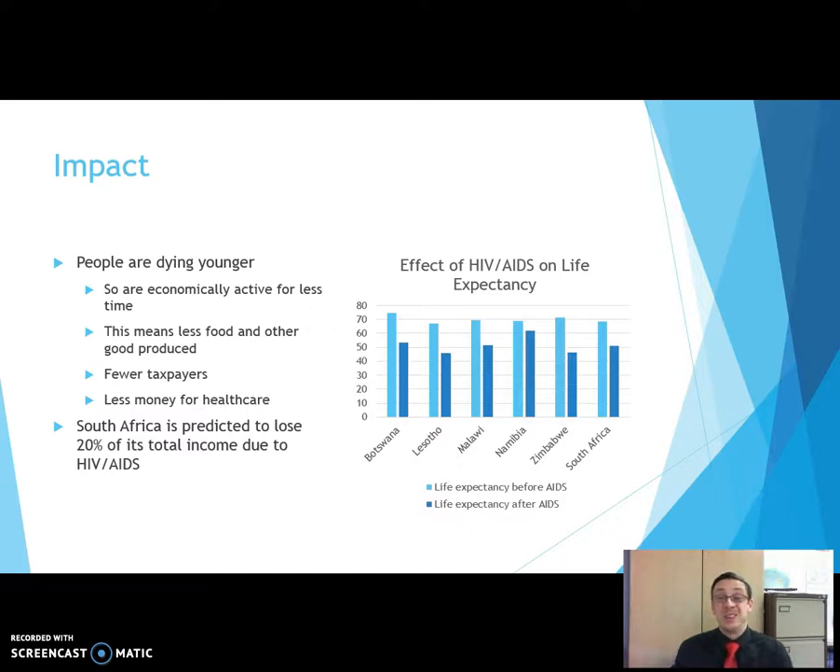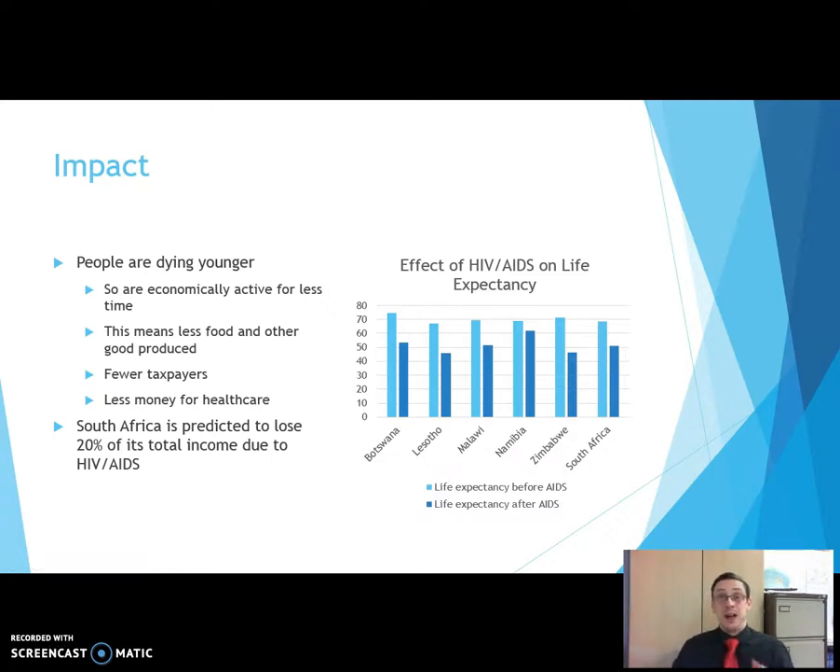Now, one of the obvious impacts of HIV/AIDS is that it kills. People are dying younger. You can look at the graph here, which shows life expectancy before AIDS was a major issue, and after. Botswana goes from 72, 73 down to 52, 53. Lesotho, similarly, around a 20-year drop. Similar in Malawi. Namibia, you're losing about 10 years. Zimbabwe, nearly 25. 20 again in South Africa. People are dying because of this disease.